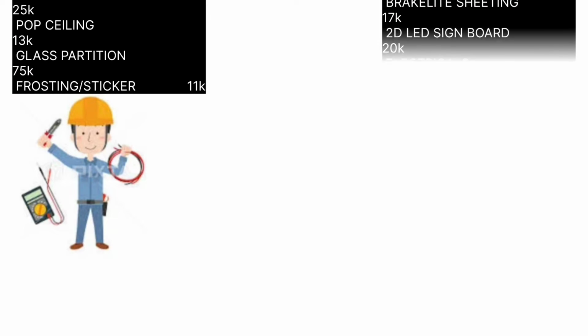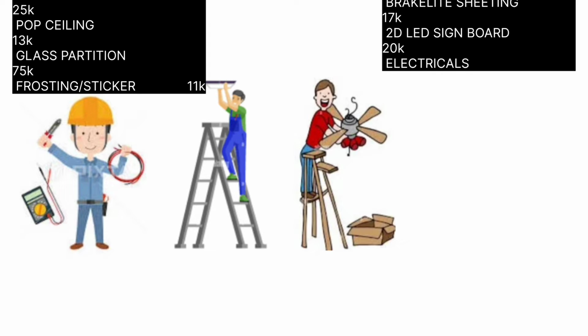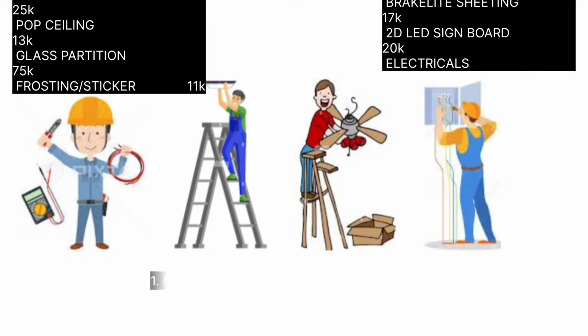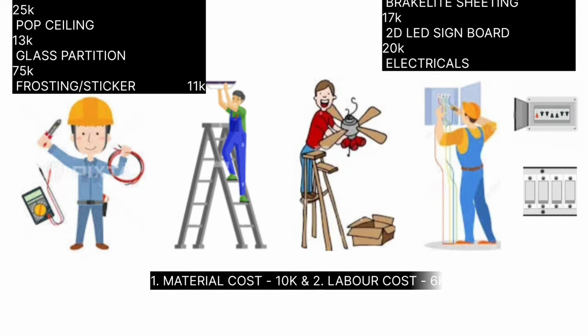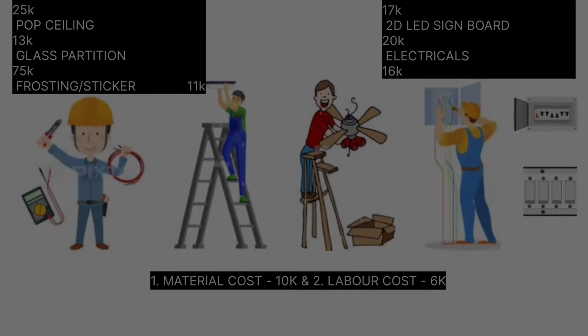Next thing that I got for my dental clinic was electricals. Okay, that includes wiring, lights, fans, switches, boards, etc. And here the total material costing was around 10,000 rupees and the labor charge was approximately 6,000 rupees. So the total electrical costing in my dental clinic was approximately 16,000 rupees.